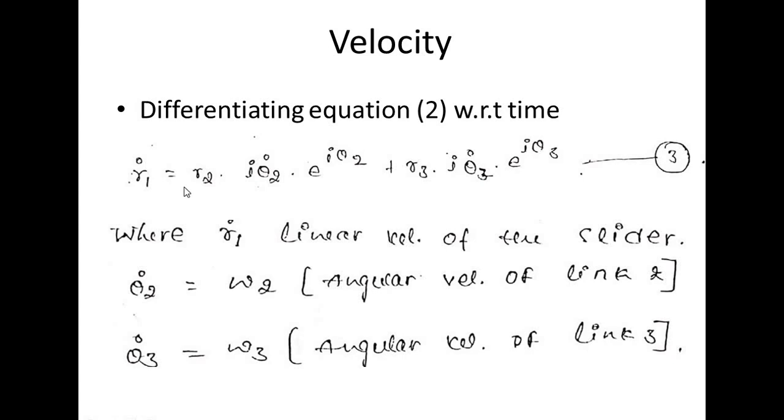r1 dot is equal to r2 into I theta 2 dot into e to the power of I theta 2. Differentiation of e to the power of I theta 2 is I theta 2 dot into e to the power of I theta 2, plus r3 into I theta 3 dot into e to the power of I theta 3. So this is equation number 3.